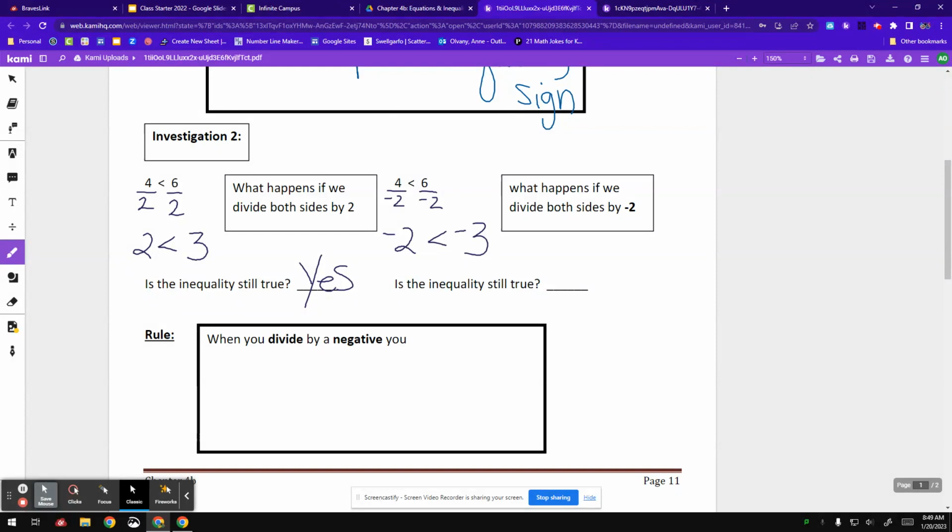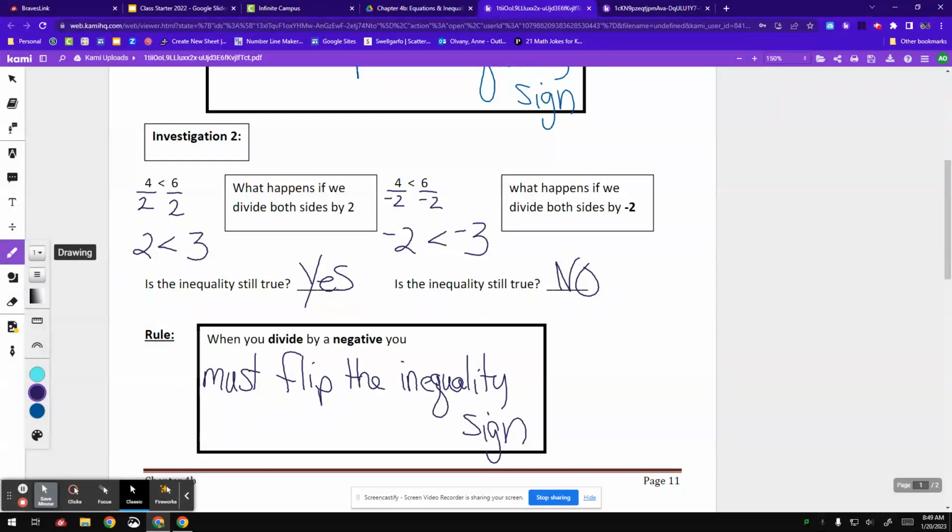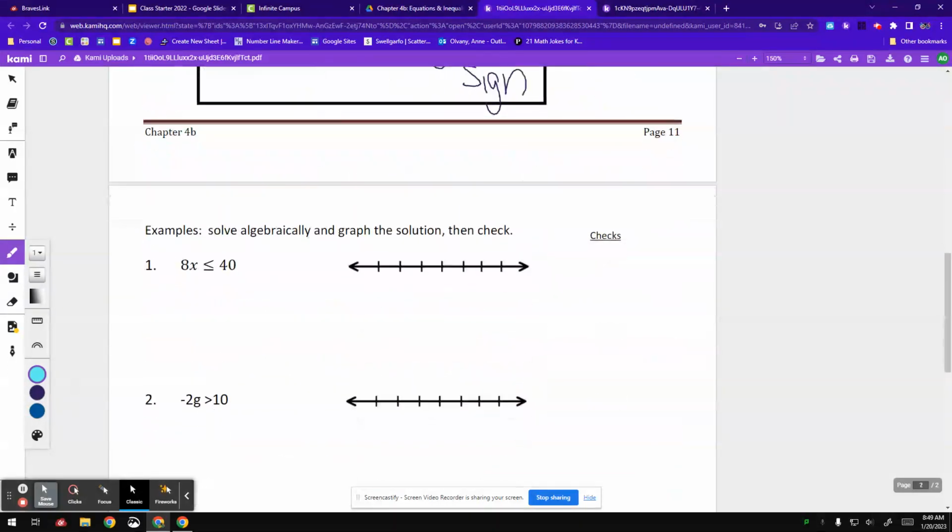And so we have a rule. When you divide by a negative, you must what? Flip the inequality sign. This is the hardest part of this unit. So I would have to take this and flip it. Whenever you need to multiply or divide by a negative number to solve, your sign must flip. So let's try some and see what that looks like.